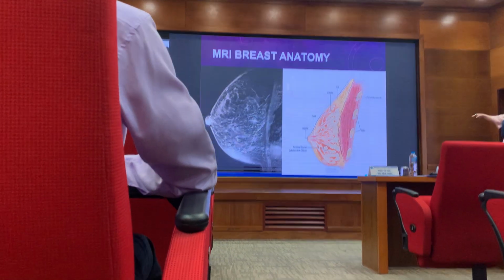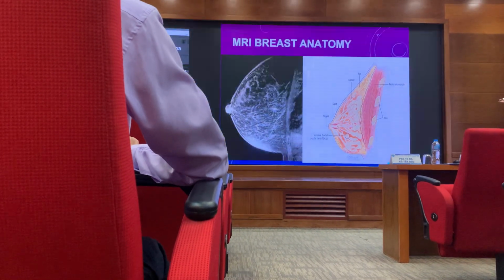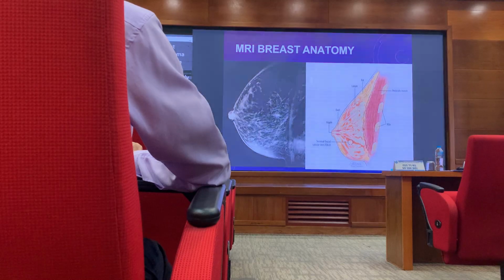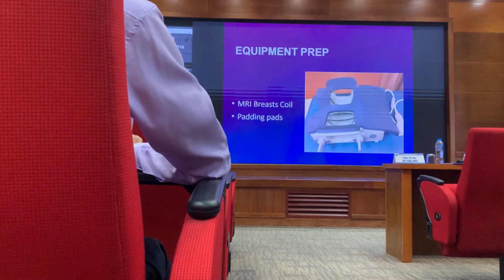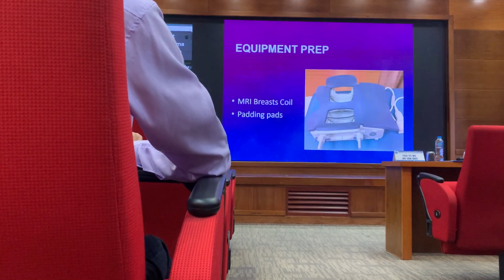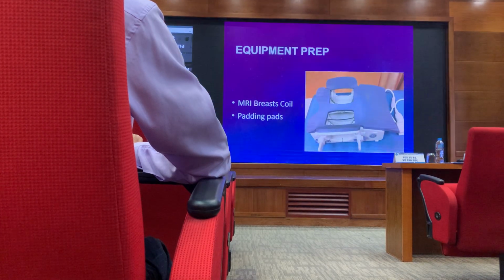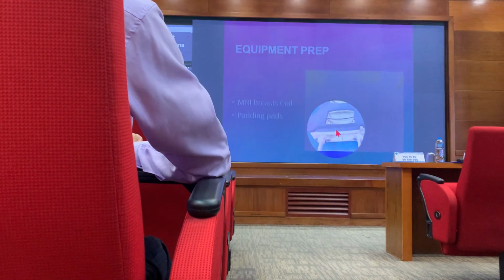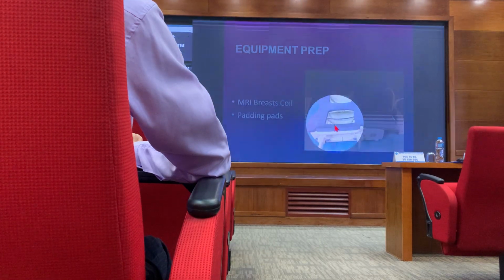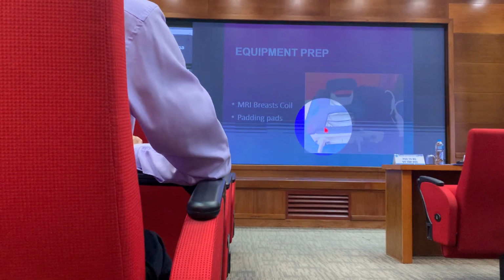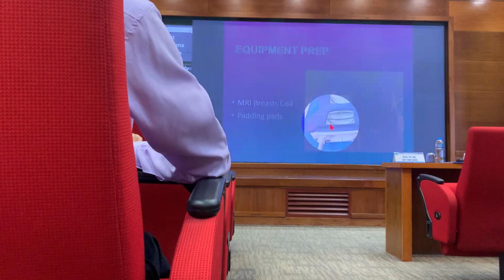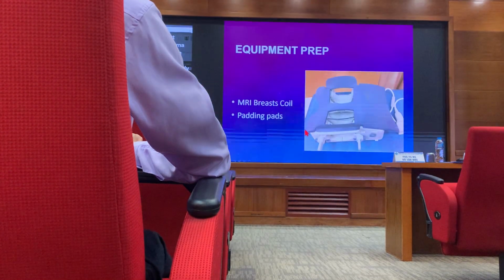Ductus, the fat lobular, pectoralis muscle, the rib cage, everything as usual. And the equipment that we're using is also the same. We're using the MRI breast coil, but the plastic coil plate will be changed to the biopsy plate.